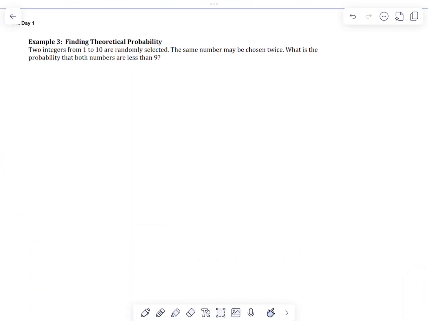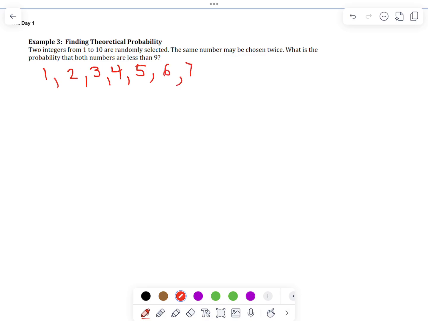Example 3. Two integers from 1 to 10 are selected. The same number may be chosen twice. What is the probability that both of the numbers are less than 9? So we'll just go ahead and write down the sample space. And then we want the numbers to be less than 9. So these are the favorable outcomes, so 1 through 8.